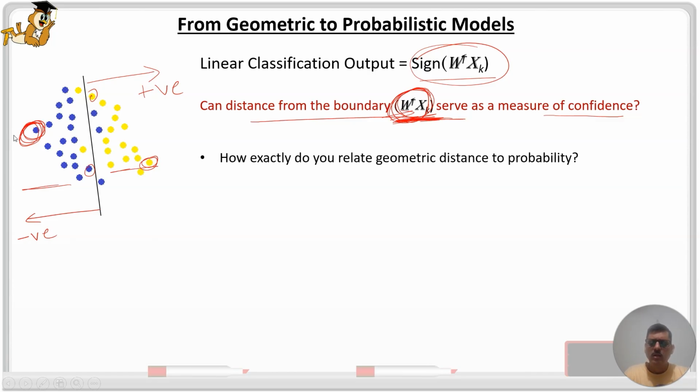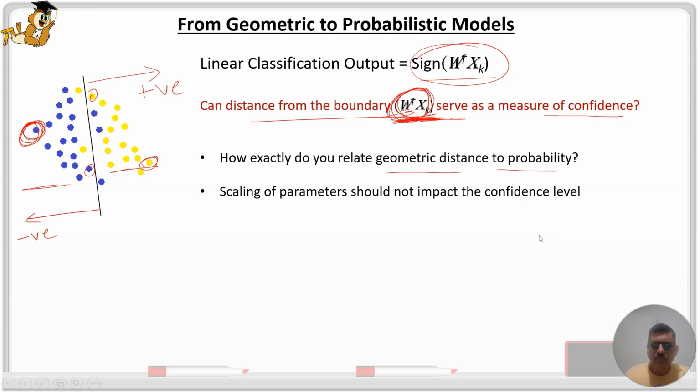Okay. The first question that you run into if you were to do something like that is, how would you exactly relate the geometric distance to probability? How do you relate geometric distance to probability? Probability goes from 0 to 1. Geometric distance can go from minus infinity to plus infinity. So how do you exactly map one to the other?